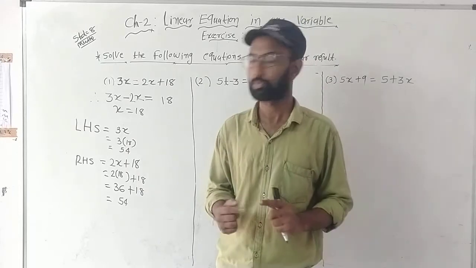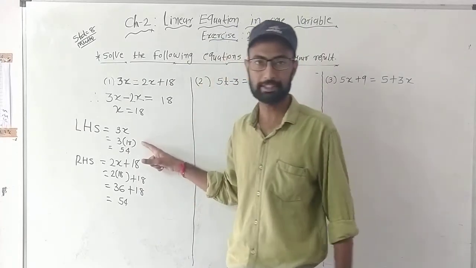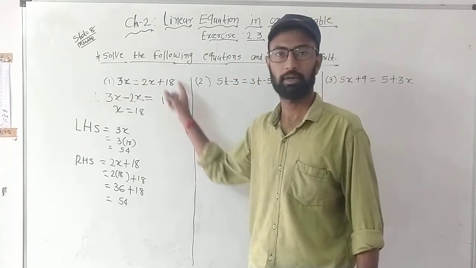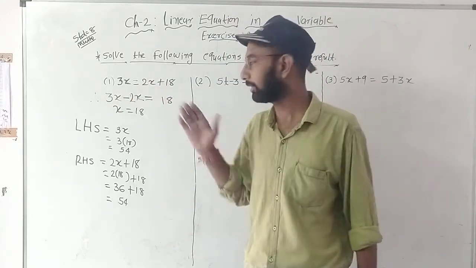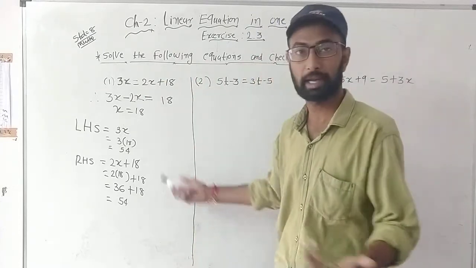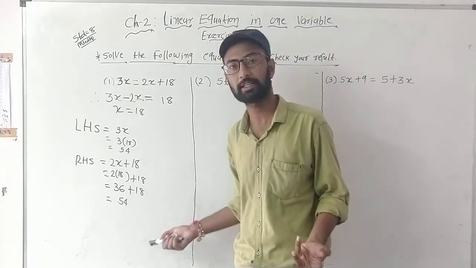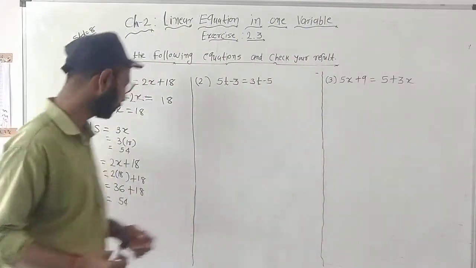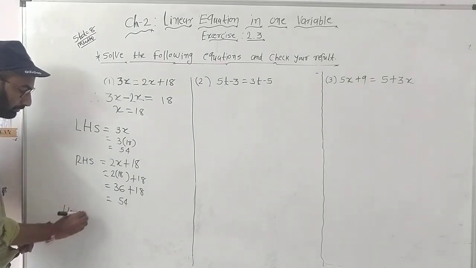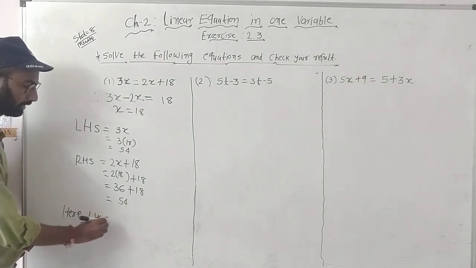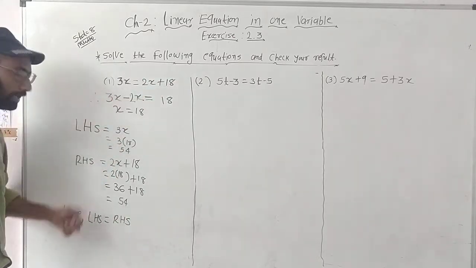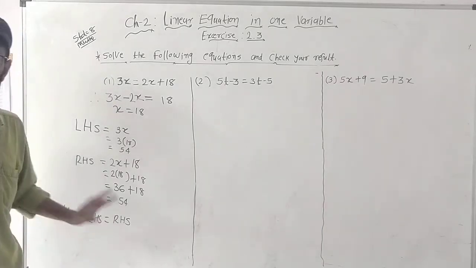If I do not get the same value in the LHS and RHS, that means I have done a mistake in solving the equation. इसका मतलब कि मैंने equation solve करने में कोई ना कोई गलती की है. Okay. But here I am getting the same answer in LHS and RHS, that means my answer is correct. So what will you write here? You will write here LHS is equal to RHS. मतलब कि हमने अपना आंसर जो है रिजल्ट वो चेक कर लिया है. यहाँ पर LHS is equal to RHS है.